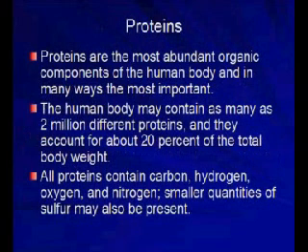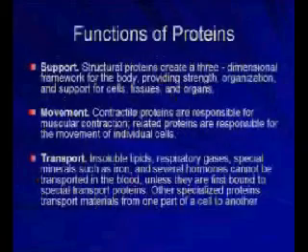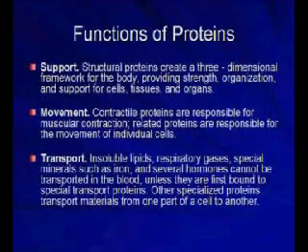Proteins are the most abundant organic component of the human body, and in many ways are the most important. The human body may contain as many as 2 million different proteins, which can account for about 20% of the total body weight. All proteins contain carbon, hydrogen, oxygen, nitrogen, and a smaller quantity of sulfur may also be present. The functions of proteins are important to know. I will go over them at this time, but we will also go over the function of proteins later when we talk about the cell membrane.